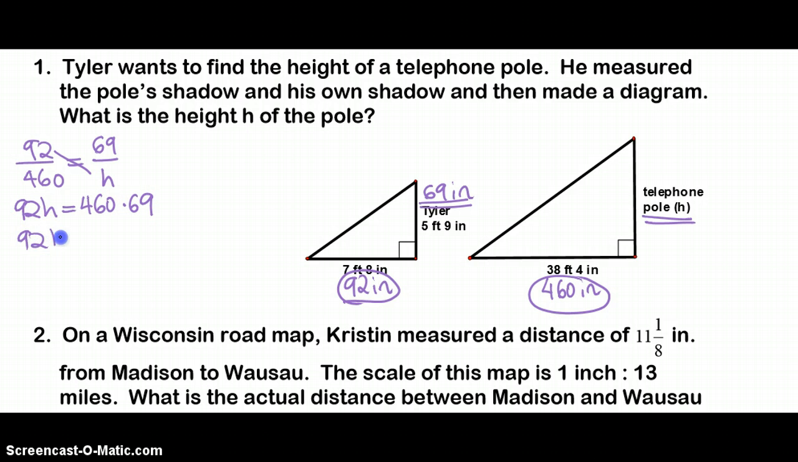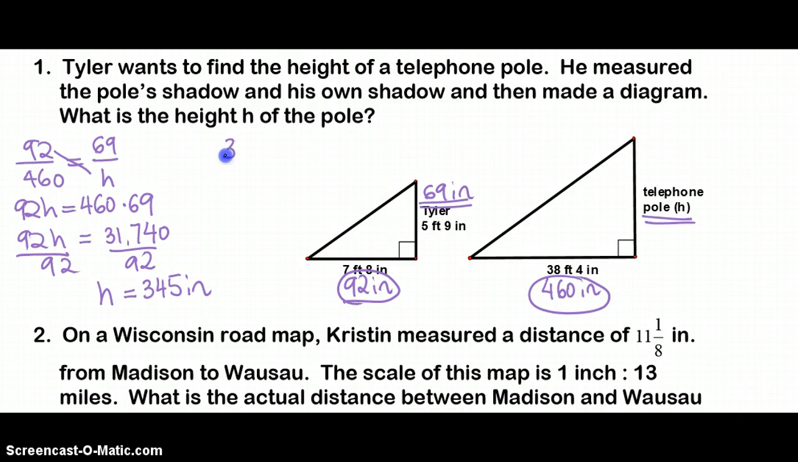So 92h equals 31,740. Now divide both sides by 92, and we get h equals 345 inches. Now, we're not going to give that as a height of a pole. We're not going to say, oh, that pole is 345 inches. So let's turn that back into the proper measurement.